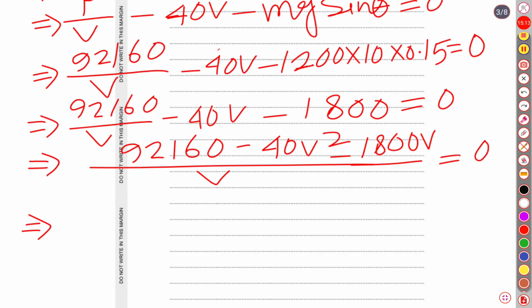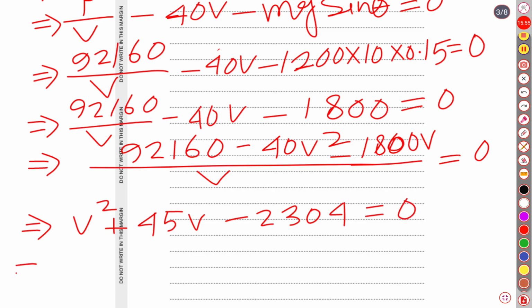Only the numerator will remain there. I think all the zeros can be dissolved. If we dissolve the zeros, then there remains 4. If we divide this by 4, the negative symbol will go away. It is V squared. And if we divide 1800 by 4, it is 450, so 45V, and the symbol will be interchanged. It is going to be minus, if we divide 92160 by 40, it is 2304, equal to 0.